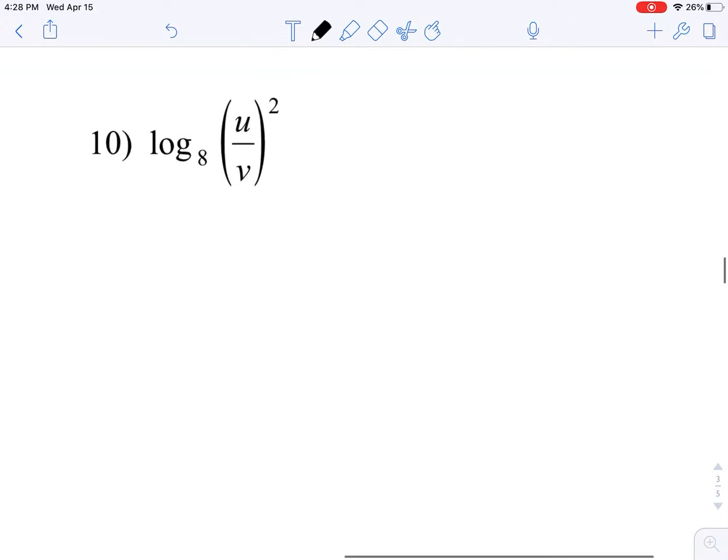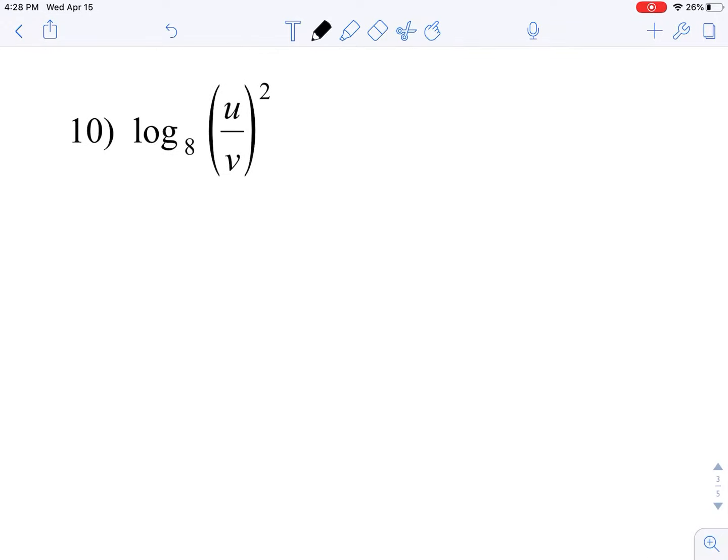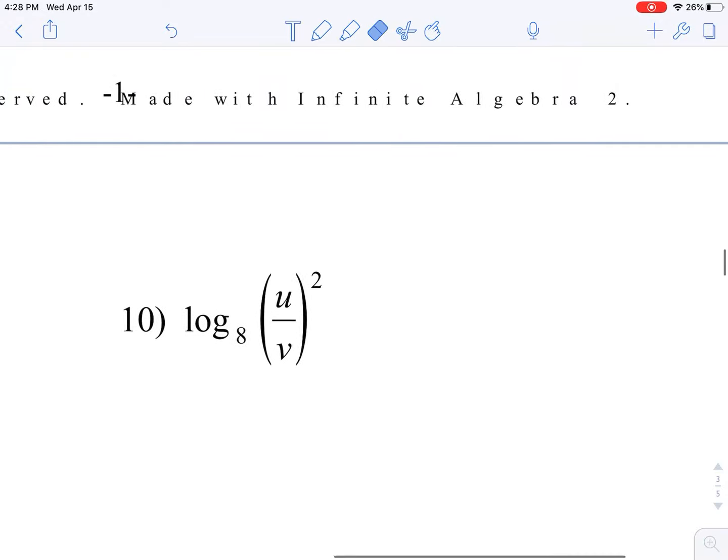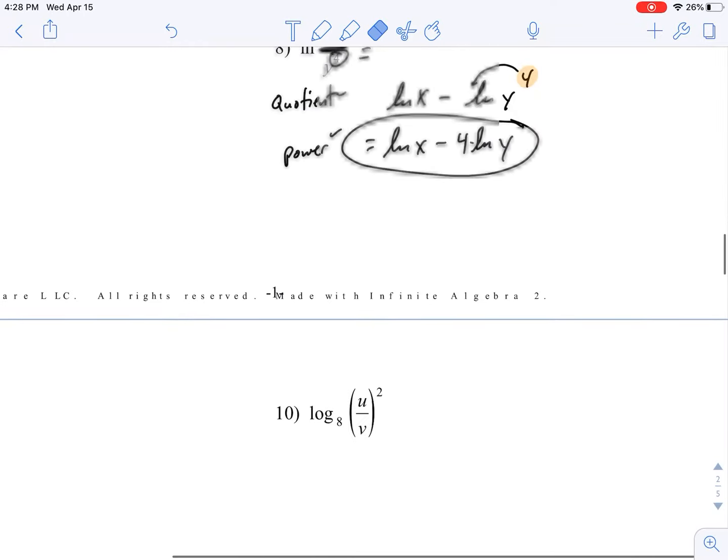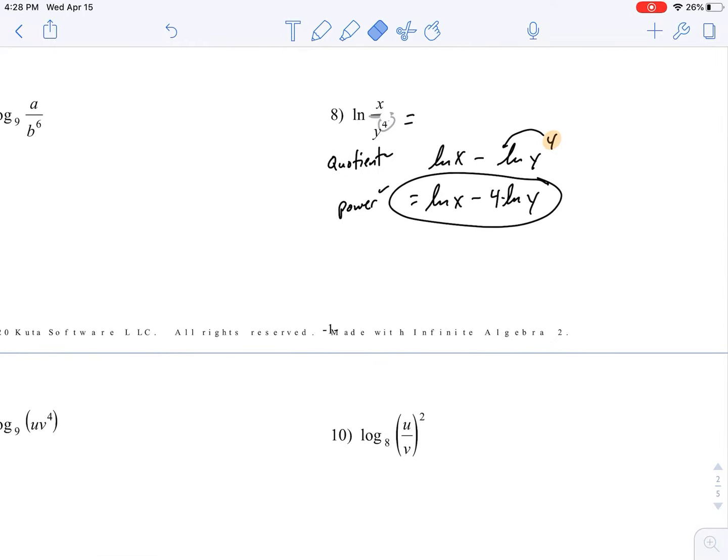Number 10. Okay, so this one also has a quotient and it has a power. But if you compare it to number 8, there is a distinct difference. Let me erase that so it's a little clearer. You see on number 8, this power only applied to one of the variables. Here it applies to both of the variables because of those parentheses. So that's going to change up the order in which we do things a little bit.